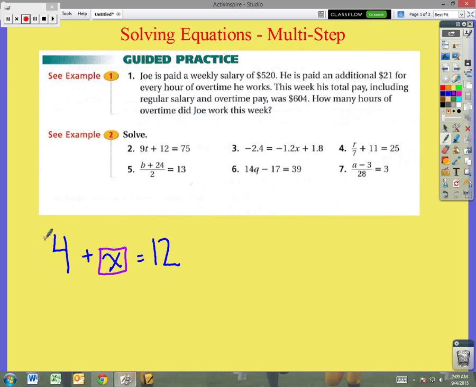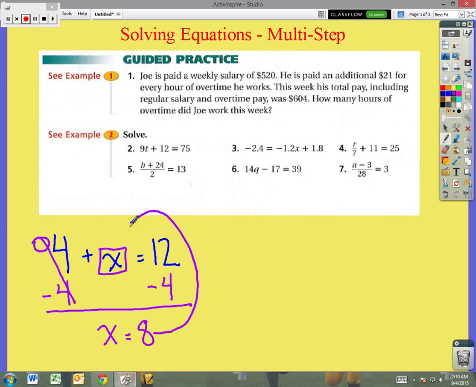This 4 has no operation in front of it, so it is understood to be a positive. To get rid of a positive 4, I need to subtract 4, so I'm going to subtract 4 from both sides. That gets rid of it over here, and I must do the same on the other side. Now I'm left with just x, and x is equal to 8. We can easily check our work by substituting 8 for x: 4 plus 8 is 12, so 12 equals 12. That's a check because both sides of the equation are equal to each other.